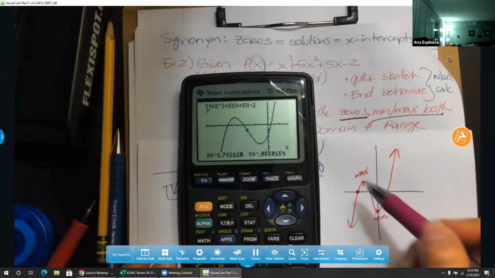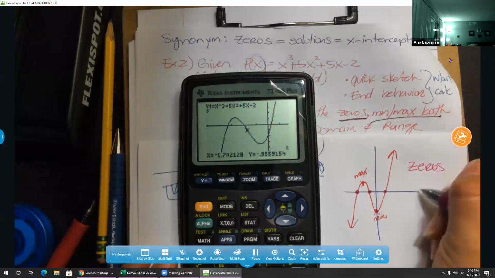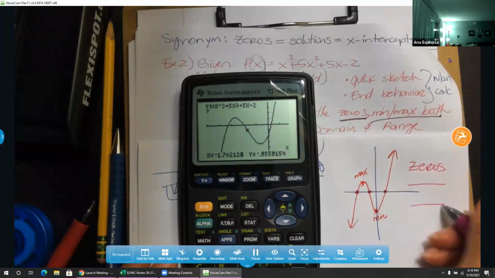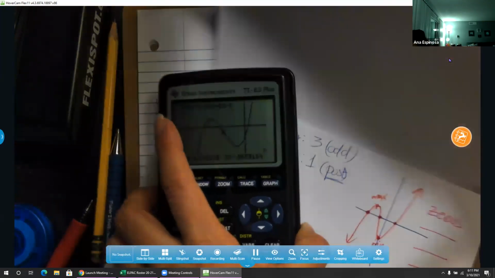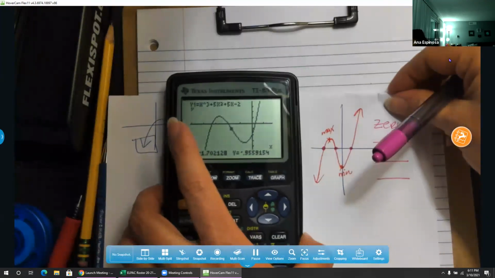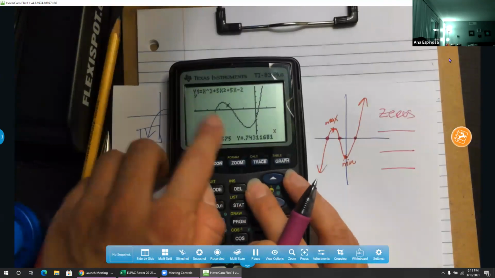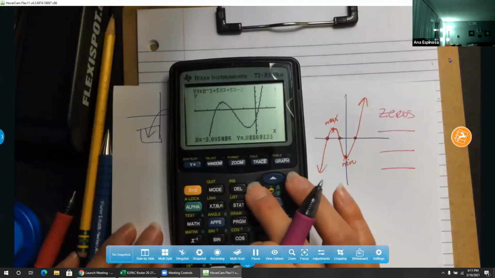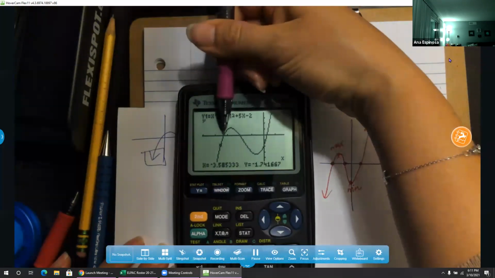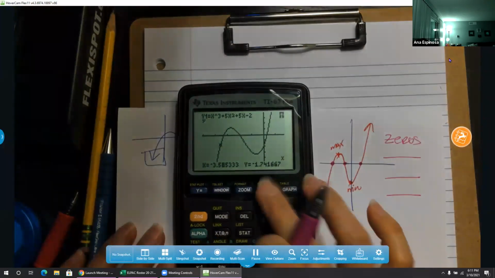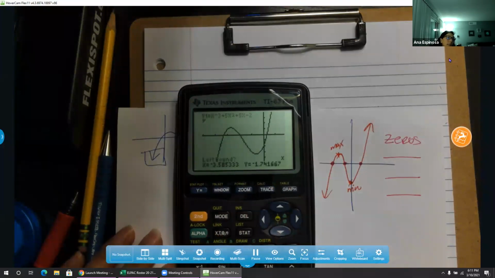I'm going to hit trace because I want to find these zeros. My zeros will be 1, 2, 3; I will have 3 points. You state them as points. You don't just put numbers that you think look like the zeros. So I'm going to take my cursor and start off with that one. I want that 0 right there, so I'm going to hit second trace and select the zero function.